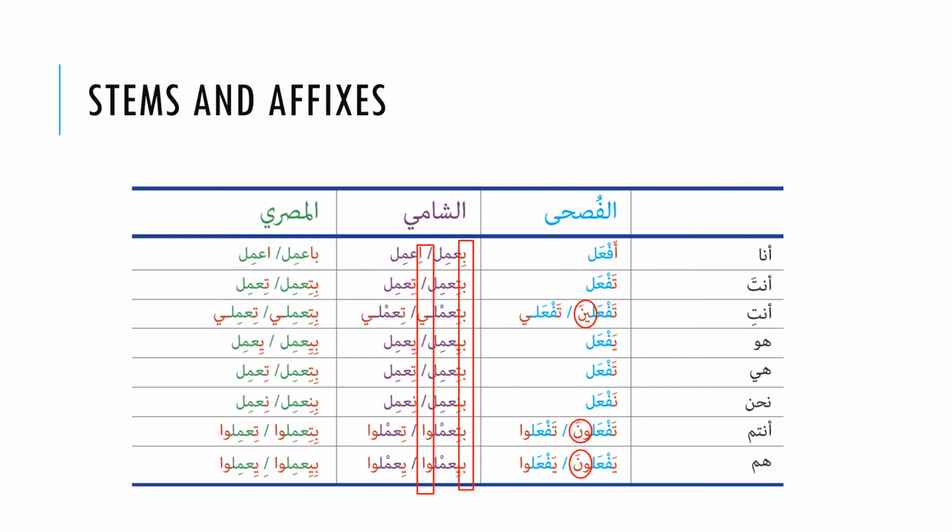Notice that in fusha, some of these affixes, remember an affix is both a prefix or a suffix, and sometimes it's both, right? So tishtaghali, right? There's a t at the beginning and an e at the end. There's both a prefix and a suffix. Notice that some of the suffixes in fusha have a noon in them. Don't let that throw you off. It's just a little extra thing in fusha that we're going to learn about later on.